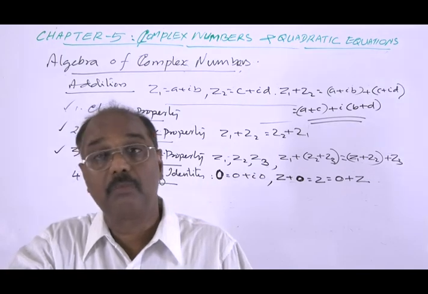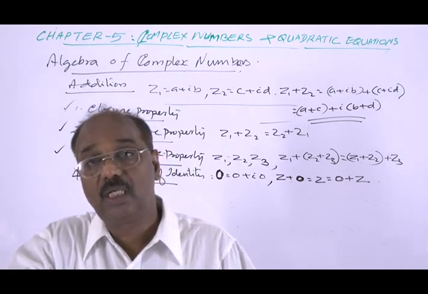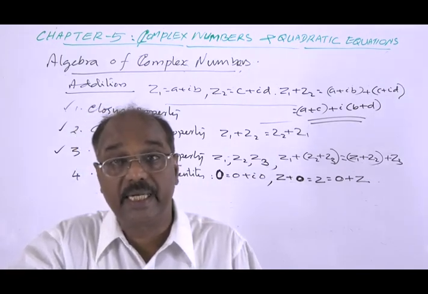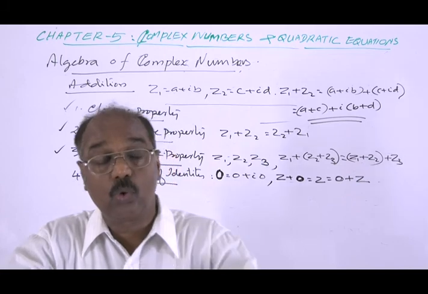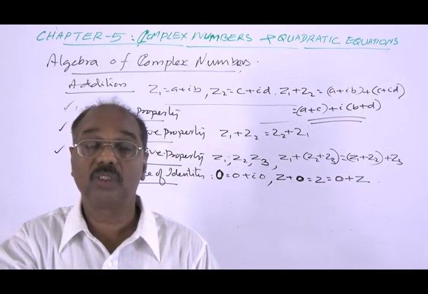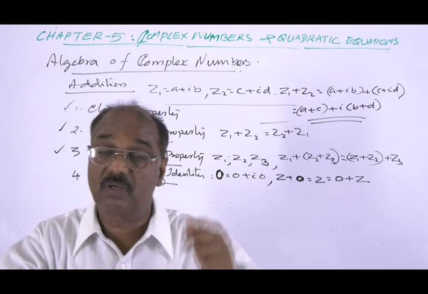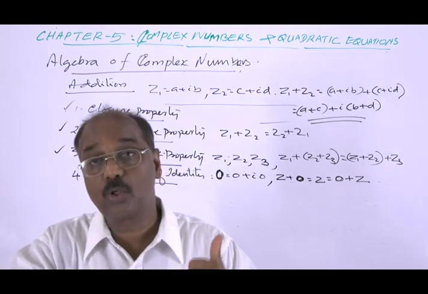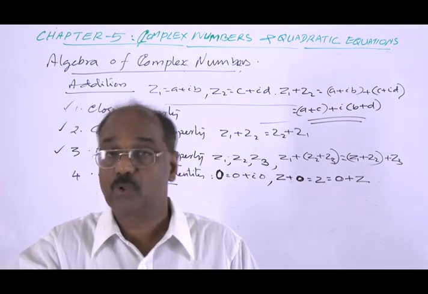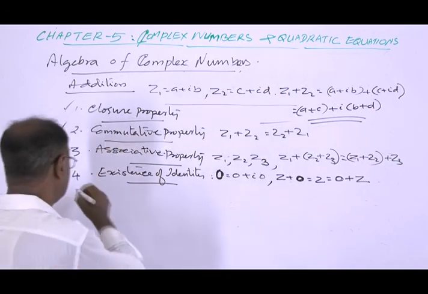And remember, there is one and only one identity element, additive identity element, for all the complex numbers. It is unique, one and only one identity element, which is 0 plus i into 0. So, okay, identity element.